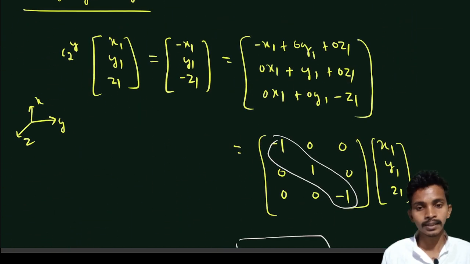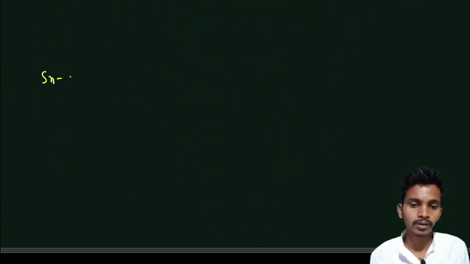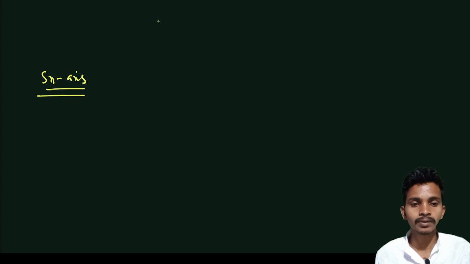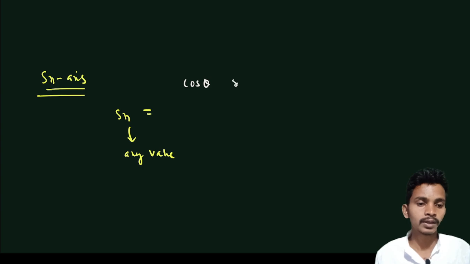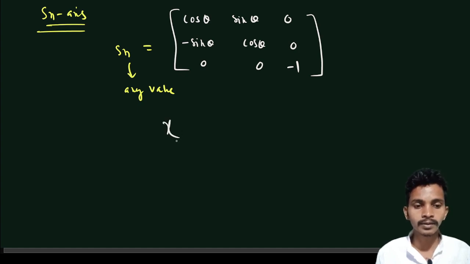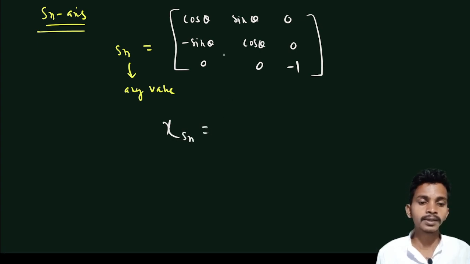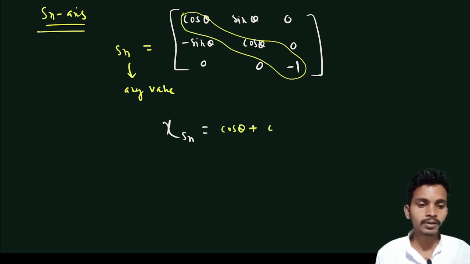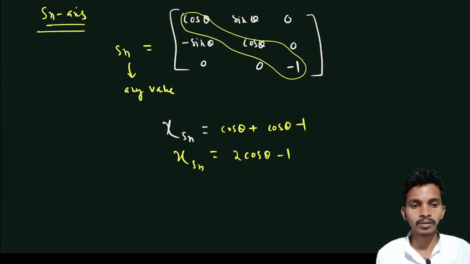So we have discussed up to the Cn axis. Now another axis has remained, that is the Sn axis. For this we use the same concepts, for any Sn value: cos theta, sin theta, 0, then minus sin theta, cos theta, 0, and 0, 0, minus 1. Here also the trace or character is the sum of the diagonal values, cos theta plus cos theta minus 1, that gives 2 cos theta minus 1 for the Sn axis.